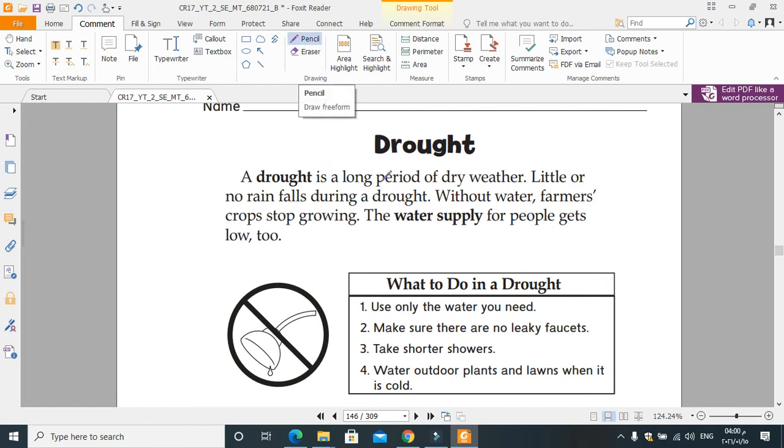Yes, a drought is what? Long period of dry weather. No rain and no water. Okay, no rain or little rain. So the land is dry. Okay. Without water, farmers' crops, you know the crops, like the plants the farmer grows, stop growing. The water supply for people gets low too. The water supply, like the places where we get water, like rivers, lakes, and so on.